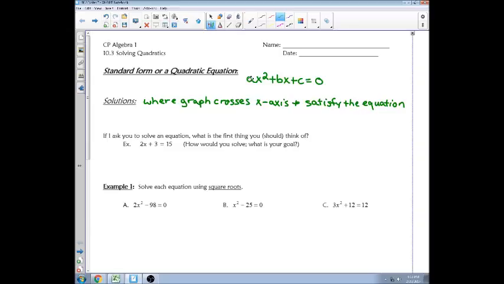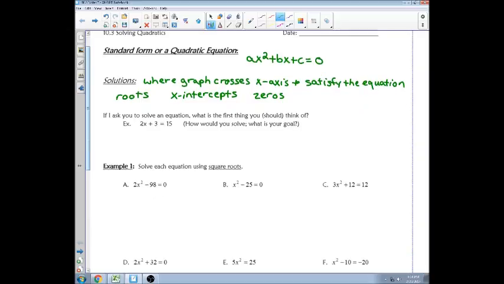There are three other names for solutions. The first one is roots. That comes from when we take the square root of x in order to get our answer. Then there's x-intercepts. That's because that's where it crosses the x-axis, and it is also zeros because it is set to 0. So it says that we solve for our x when our y is 0.